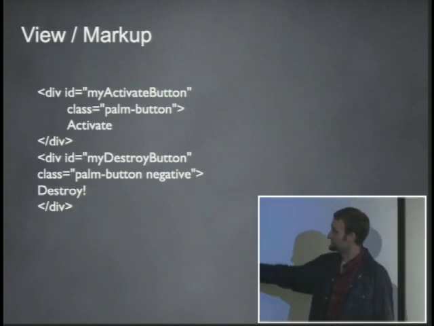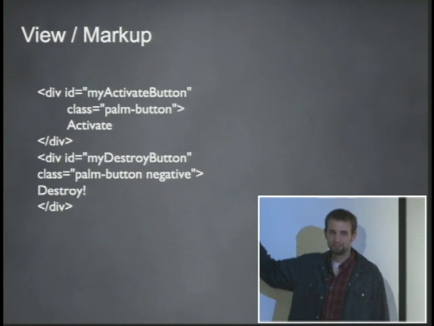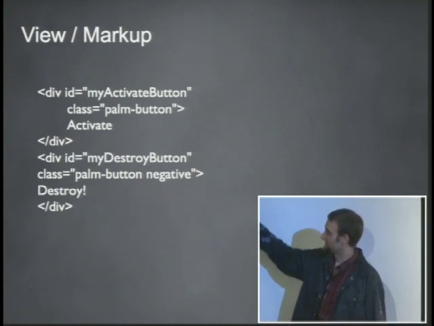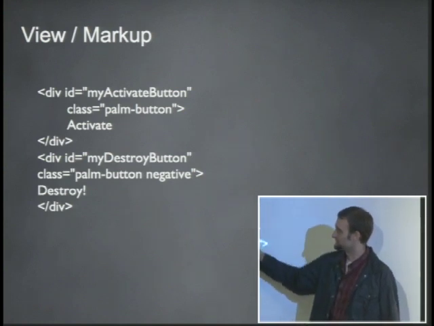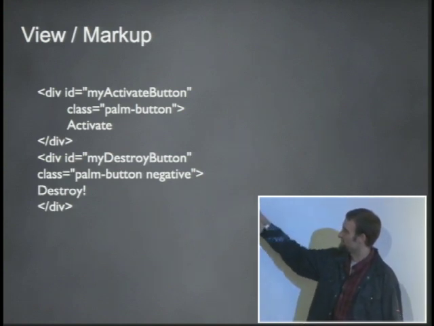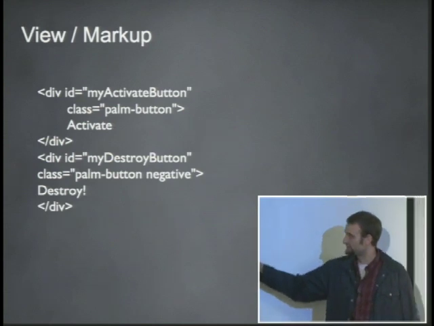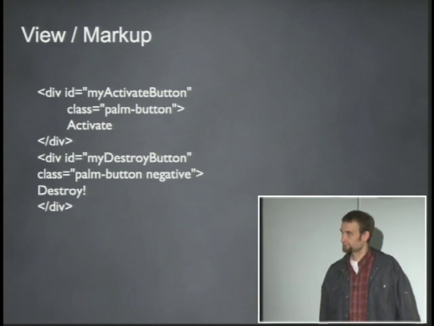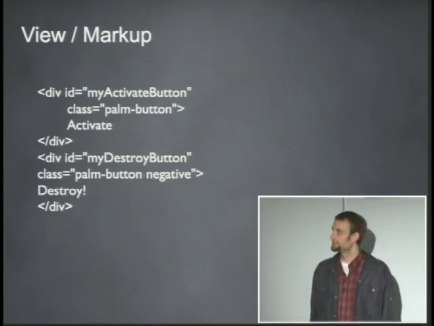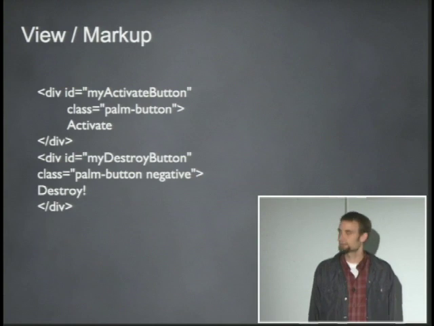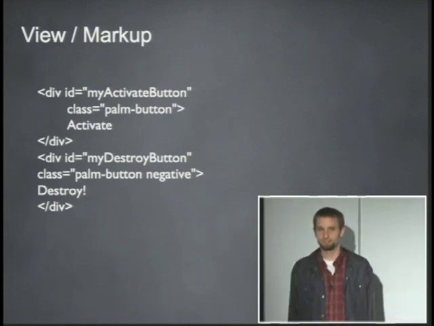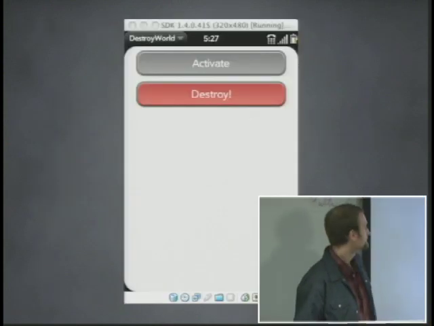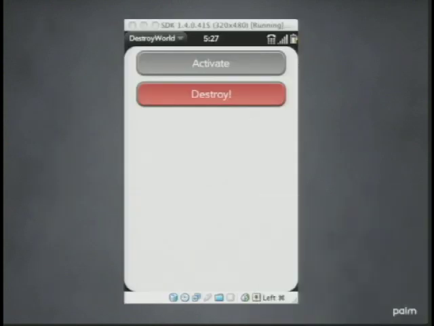Basically, this is setting up two buttons. They're not actually using UI widgets here. It's using standard divs, giving them an ID of my activate button and my destroy button, and then a class of palm button. The class palm button and this class negative are Palm-defined CSS classes. We provided a bunch of CSS classes and images for you to use in applications. And what this would look like would just be these two buttons.